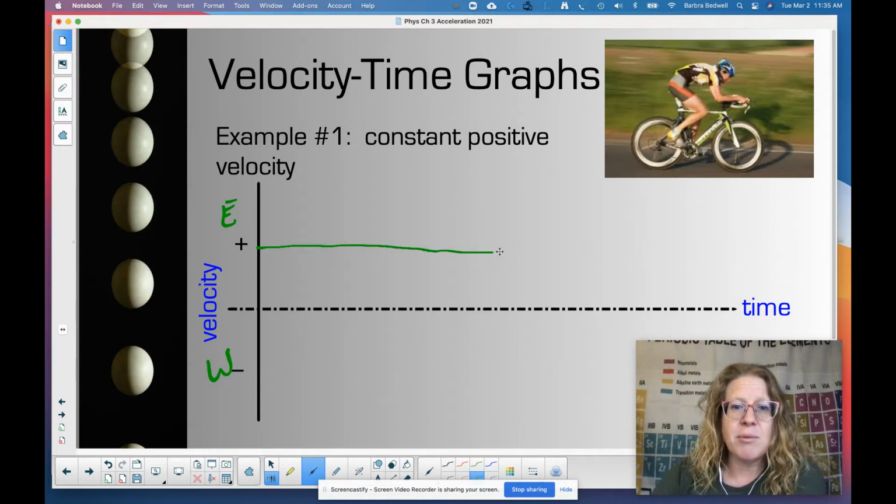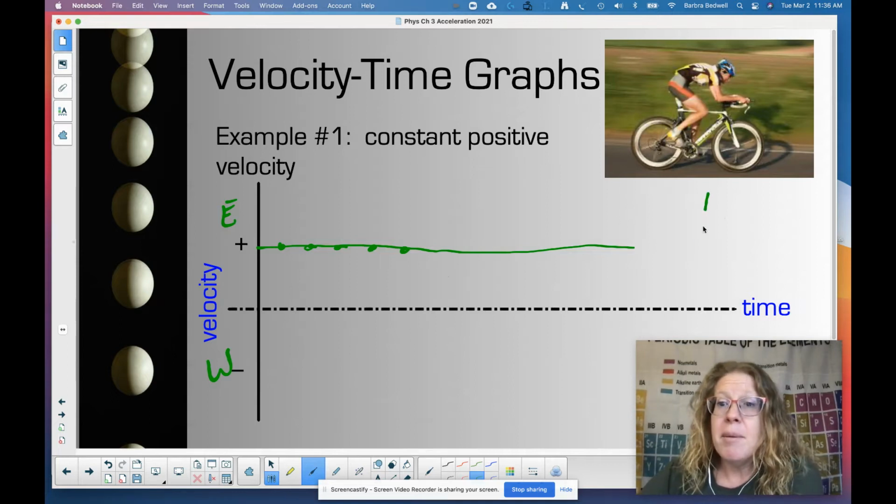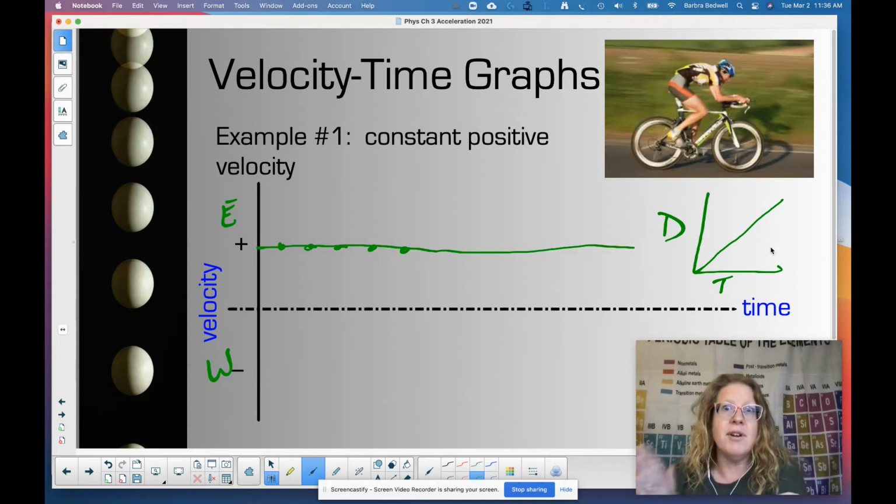If I can draw this actually relatively straight. Like that, right? He's going 10 meters per second, 10 meters per second, 10 meters per second, right? He's still moving. Remember, his DT graph, if we did this, would be going like this. He's going 10 meters per second, but he's going at an interval all the time, right? He's covering distance each time.